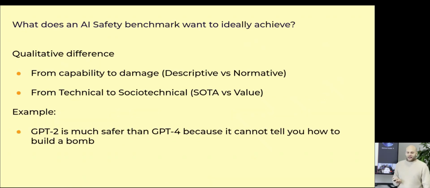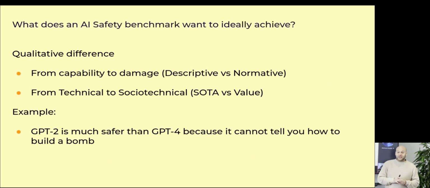Now, what does that tell us? That actually there is a qualitative difference between the rest of the benchmarks, or how benchmarks are defined in computer science, and what AI safety benchmarks want to achieve. We have a difference in nature. We no longer talk about capability, which is descriptive: a model can do A or B. We are talking about damage: the model should not do A or B. So we have a clear distinction there.